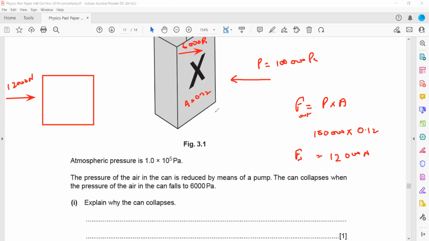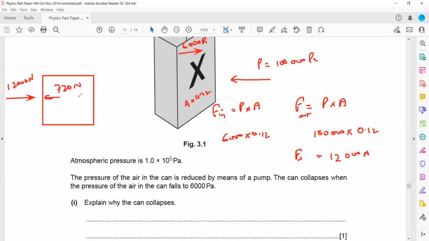Now when we calculate the force from inside, the pressure from inside is only 6,000 Pascal. So it will be pressure multiplied by area. The pressure is 6,000 multiplied by the area 0.12. So 6,000 multiplied by 0.12, the force from inside is 720 Newton. So the force from outside is 12,000 and the force from inside is 720.